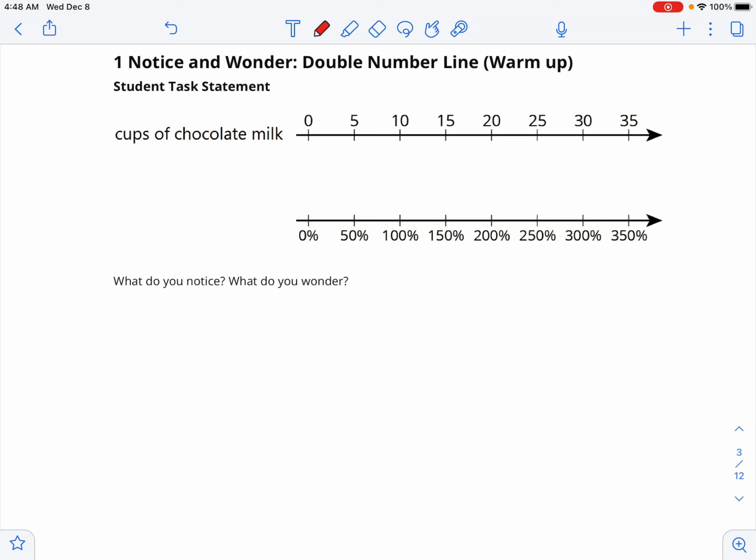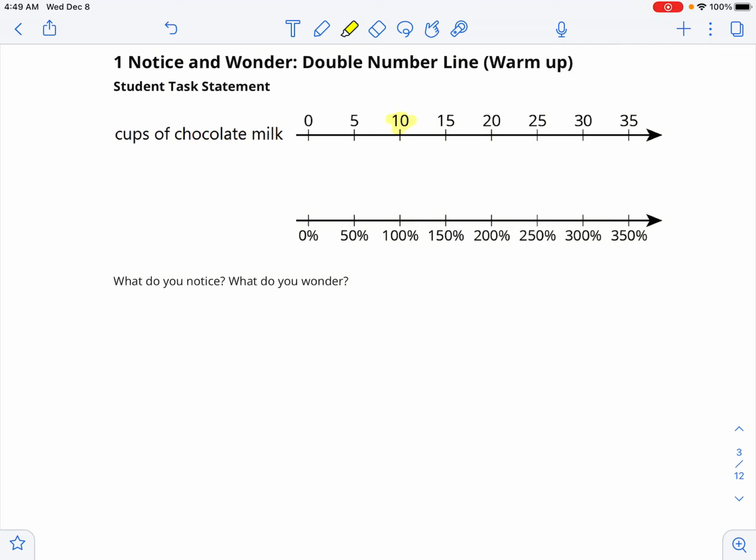You have a double number line that says cups of chocolate milk, and the question is, what do you notice and what do you wonder? Pause this video to write 2 sentences, I notice and I wonder. There's a few things here that are important to point out. Make sure you have your notice and wonder statement before you unpause this video and continue watching.